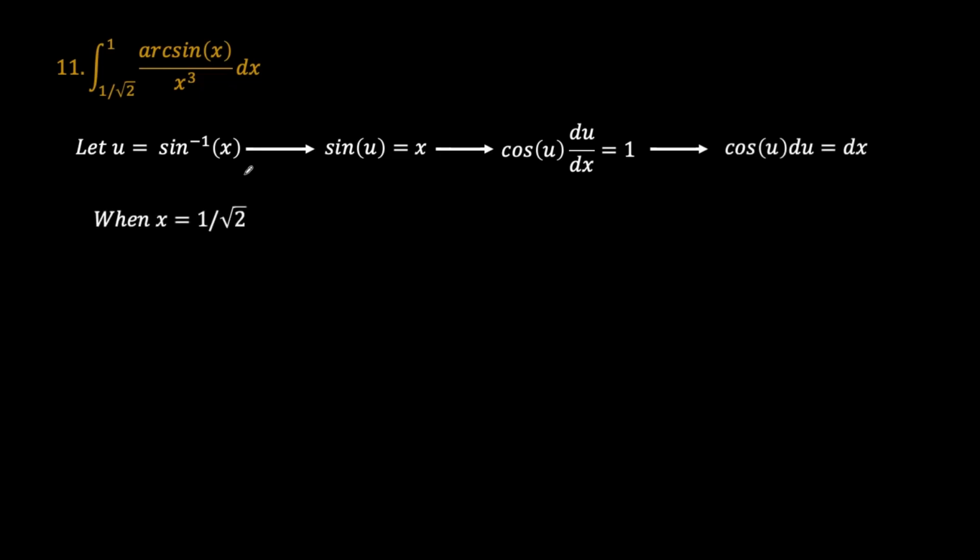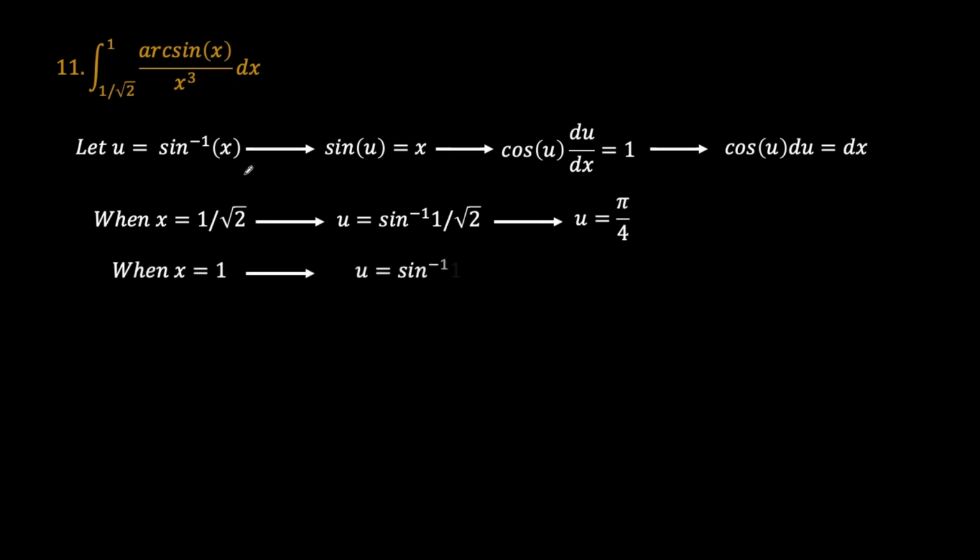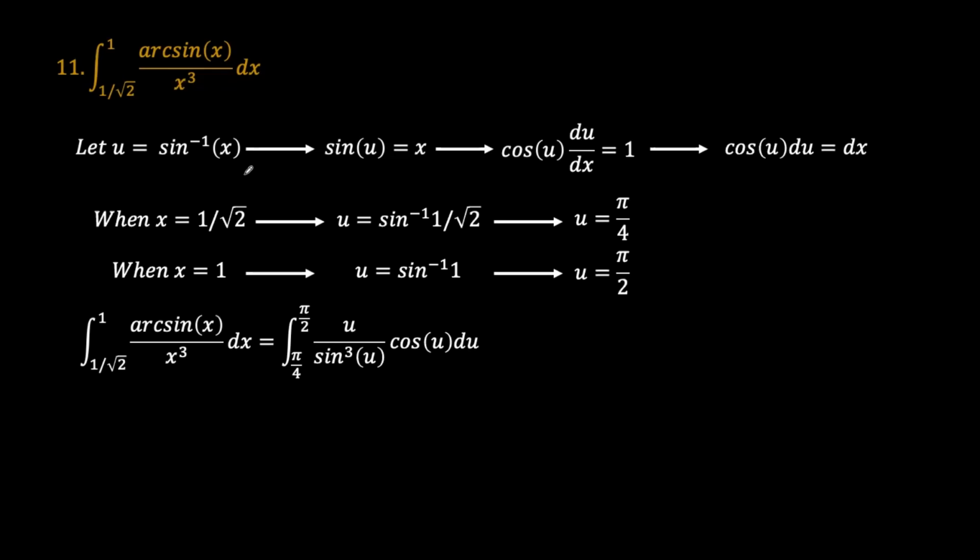Now looking at the limits, when x equals 1 over root 2, that means that u is equal to arcsine of 1 over root 2, and therefore u equals pi over 4. When x equals 1, that means that u equals arcsine of 1, and therefore u equals pi over 2. So substituting in the limits and for arcsine of x with u, we have the integral from u equals pi over 4 to pi over 2 of u over sine cubed u times cosine u du.